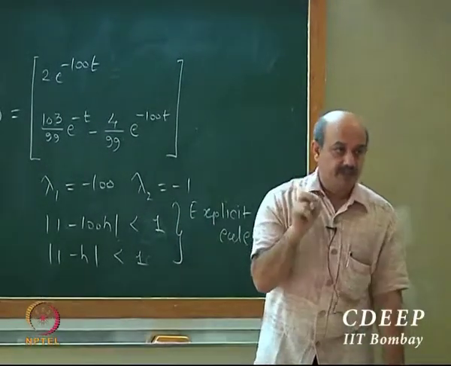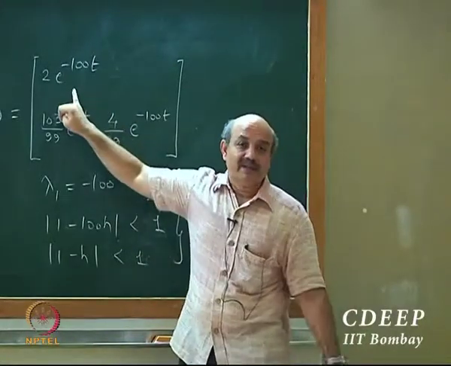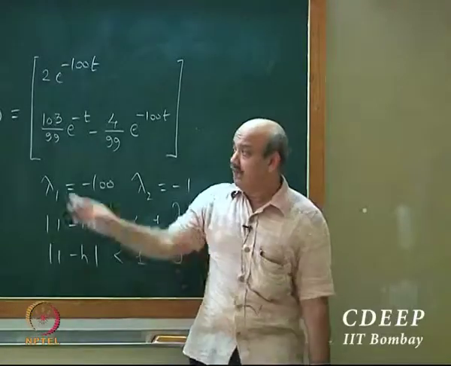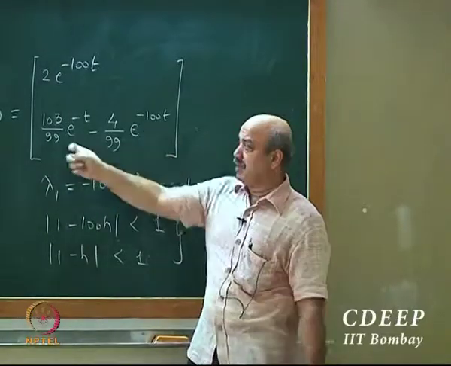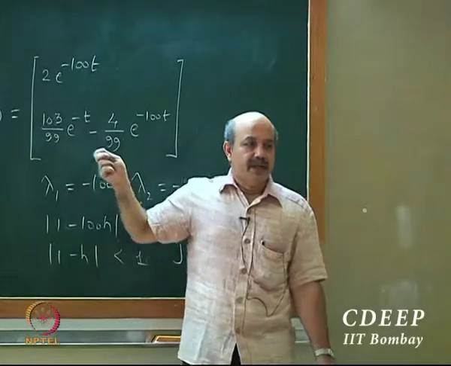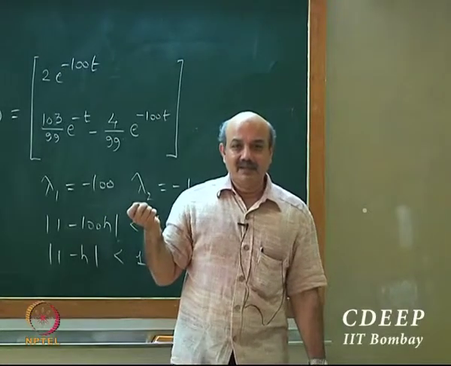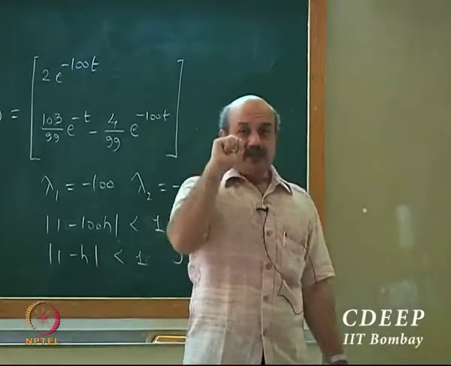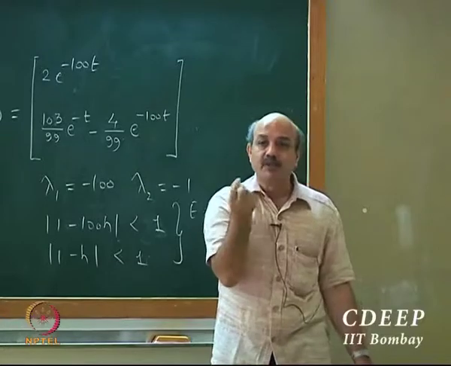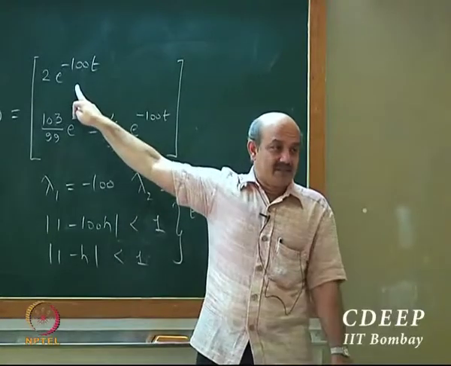But if you want an accurate solution, just look at the relative time scales. What is happening here is that y1(t) is decaying 100 times faster than y2(t). This term in y2(t) is going to decay very, very slowly. E to the power minus t decays much, much slower than e to the power minus 100t. So if you want to capture the behavior of e to the power minus 100t, you should choose the integration step size to be very small. If you don't, you will miss out on this dynamics.